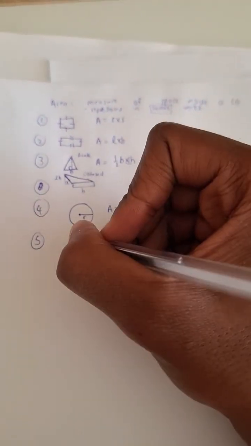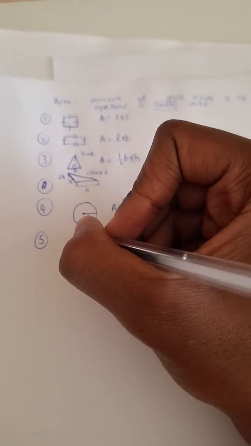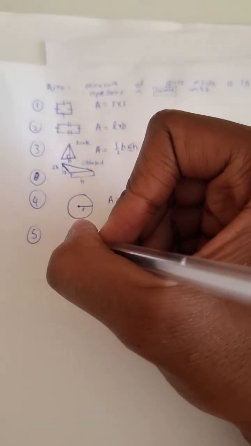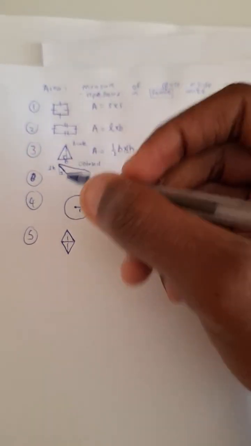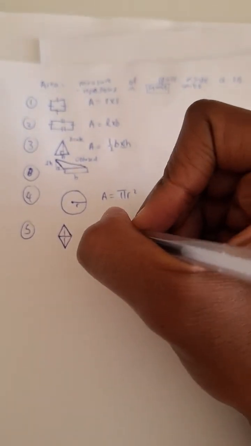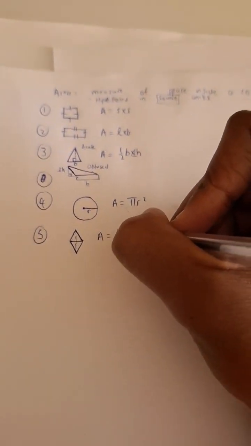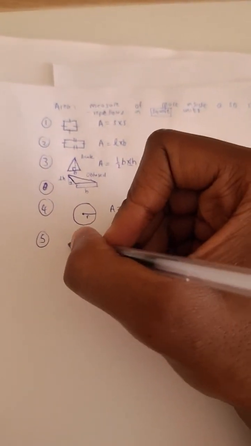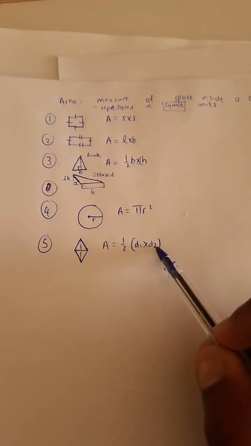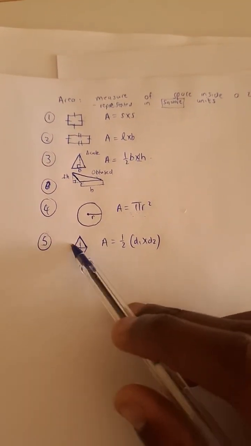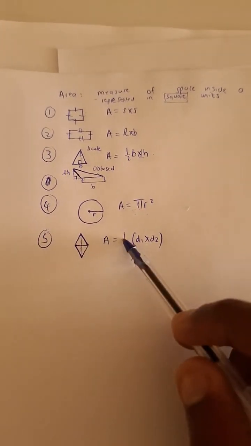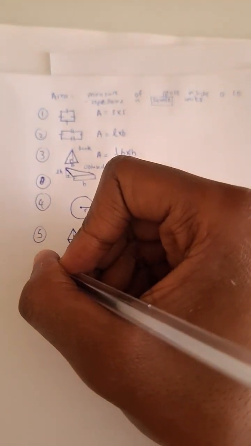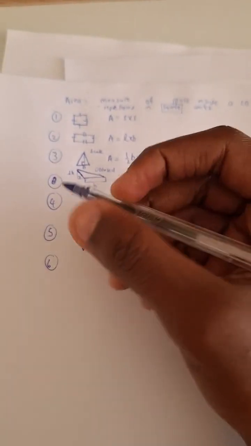5. Let's say we want to look at the area of a kite. The area of a kite is equal to half the product of the two diagonals. This is diagonal 1, this is diagonal 2. So if I have the two diagonals, this diagonal and that diagonal, I just simply multiply them and multiply by half. That's what the formula for the area of a kite actually is.